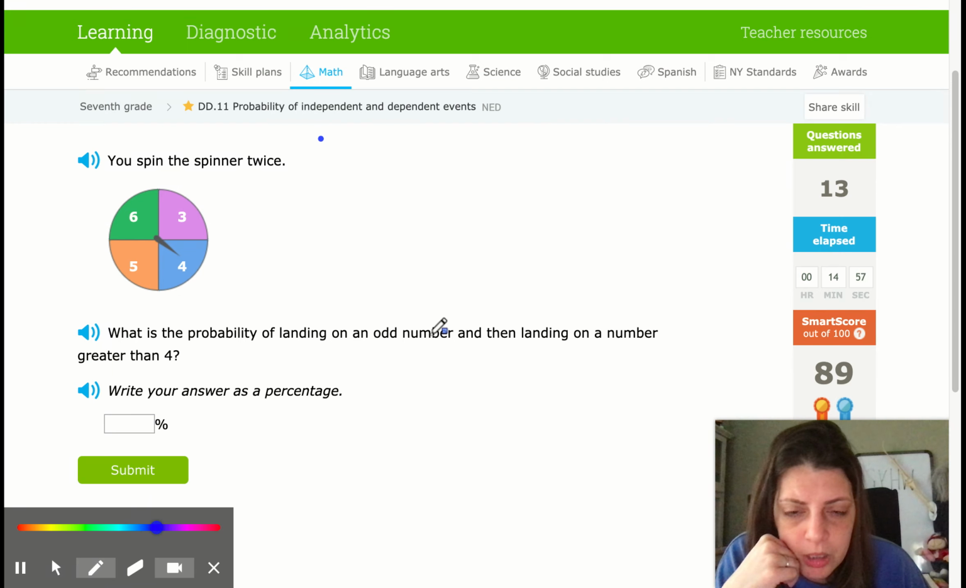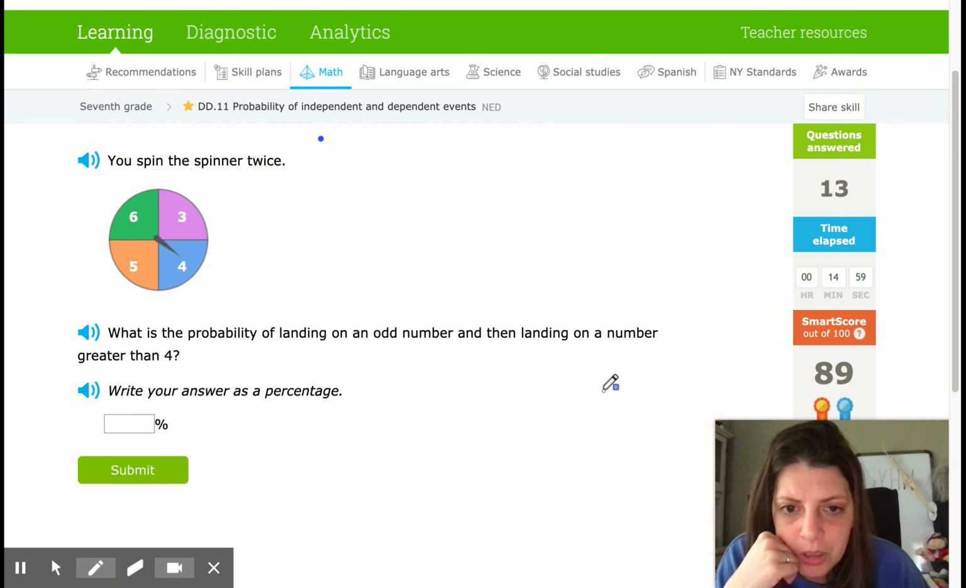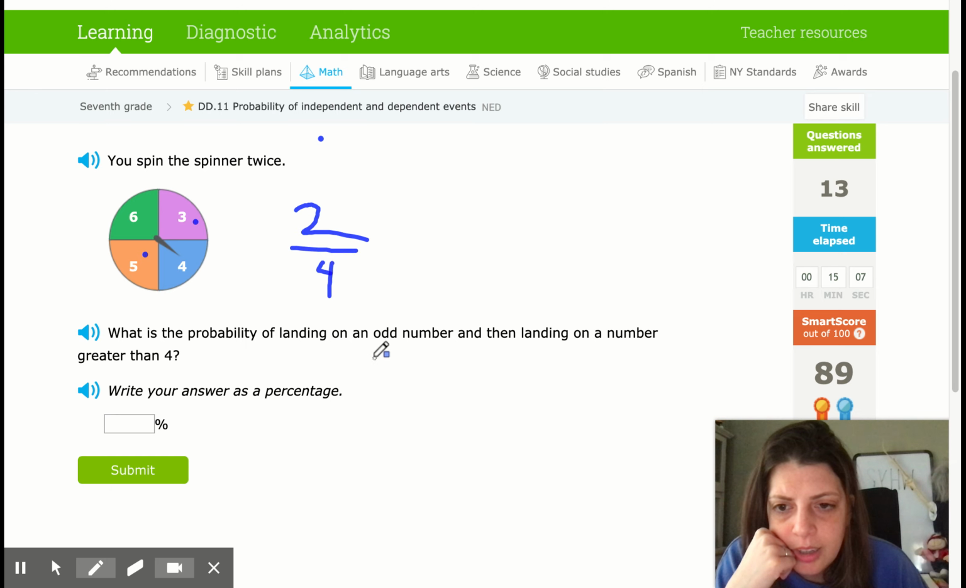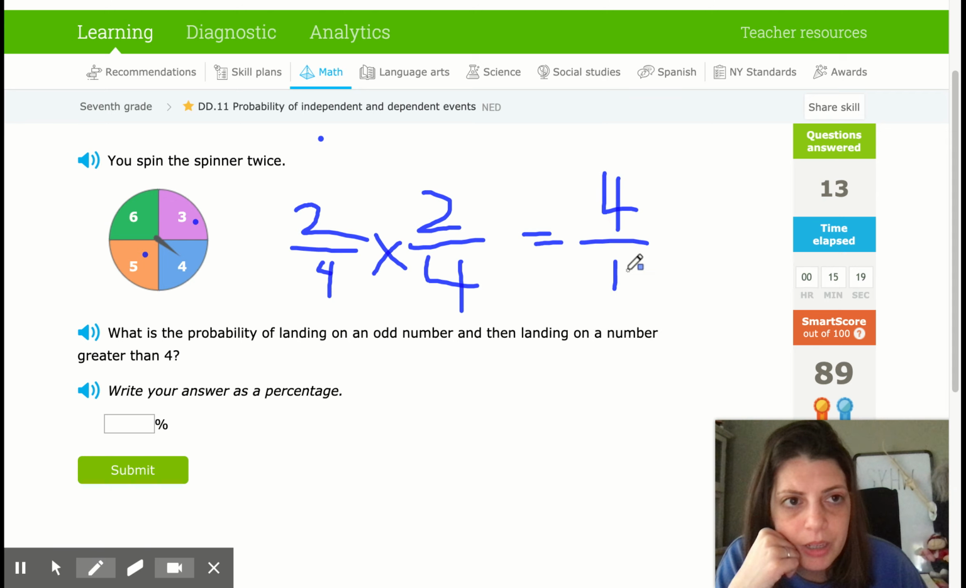What is the probability of landing on an odd number and then a number greater than 4? Odd, 1, 2 of them are odd. And then a number greater than 4. 2 of them are greater than 4. It's just a half times a half again. Or you could go slow and do it this way.